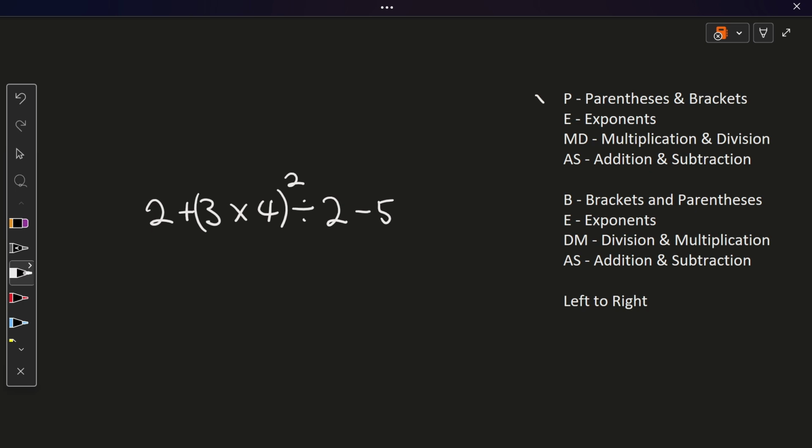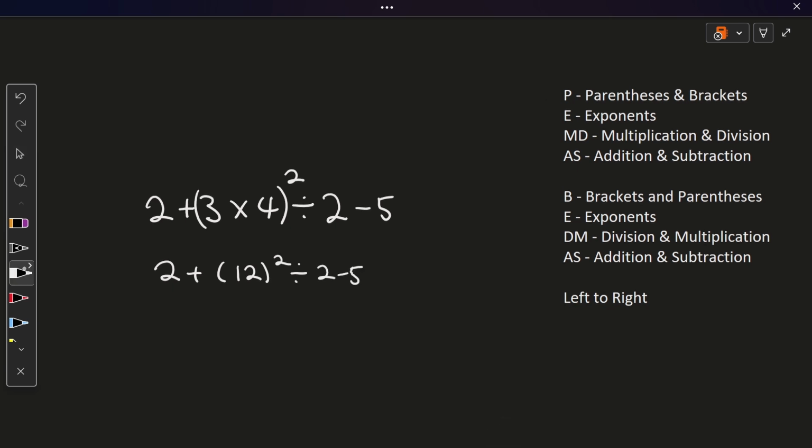So the first thing that we have to evaluate is anything inside a set of parentheses or brackets. And so do you see any parentheses, any curly brackets, or any square brackets anywhere in this expression? Well, there's a pair of parentheses right here. So inside the parentheses, we have 3 multiplied by 4. And so if we go ahead and evaluate that, our new expression is going to look something like this.